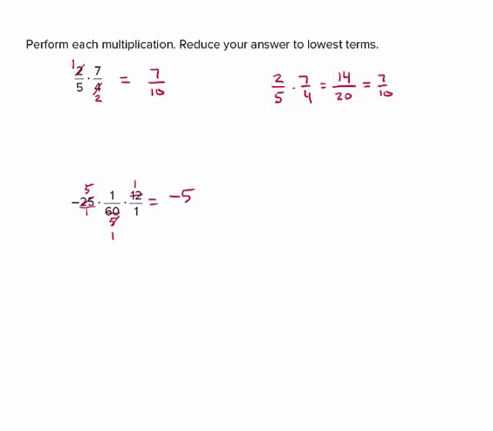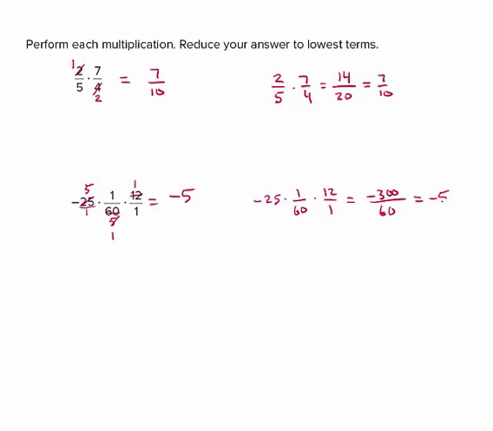If we look at this problem again, negative 25 times 1 over 60 times 12 over 1, we could multiply negative 25 times 1 times 12 and get negative 300, divided by just 60 would be left in the denominator, and negative 300 divided by 60 is negative 5.